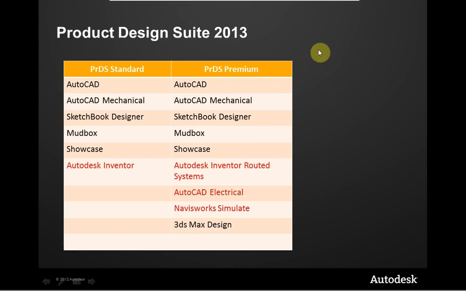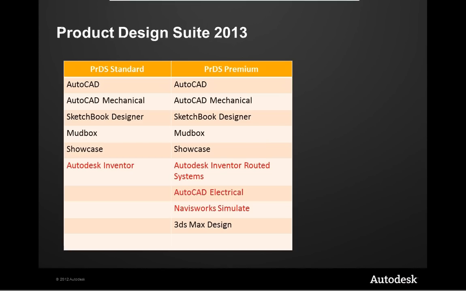Those of you who are on Product Design Suite Premium will get all the products that I've just gone through in the Product Design Suite Standard, but you will also now get Inventor Routed Systems as opposed to Inventor. You'll get AutoCAD Electrical and you'll get Navisworks Simulate. We'll be running through those later. In effect, you will be getting the ability to create tube and pipe, hose, and wire harness routed designs in Inventor. And you'll be able to create electrical schematics using the AutoCAD Electrical software. Those schematics can be exported out to Inventor's harness software for you to create your harness routes, and from then on nailboard drawings should you wish.